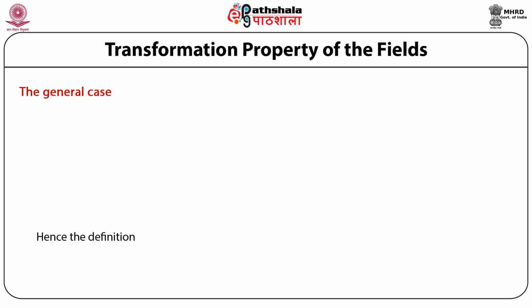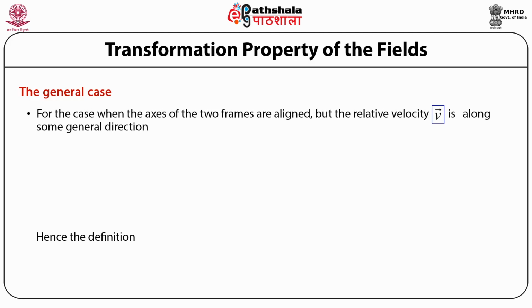But now let us look at the general picture. Suppose the K′ frame of reference is moving with a constant speed v in an arbitrary direction with respect to the K frame of reference, such that it is not aligned along any one particular axis direction. In such a case, the axes of the two frames are aligned, but the relative velocity v is along a general direction.